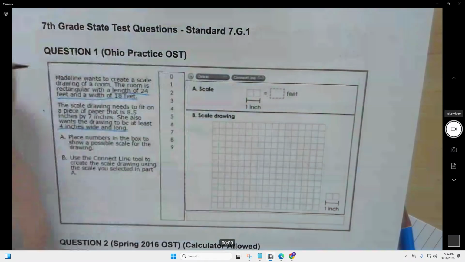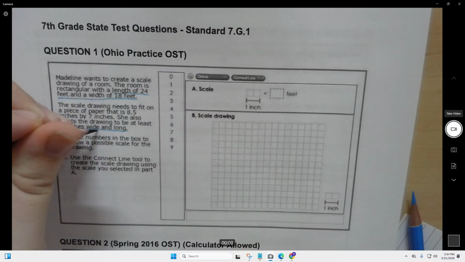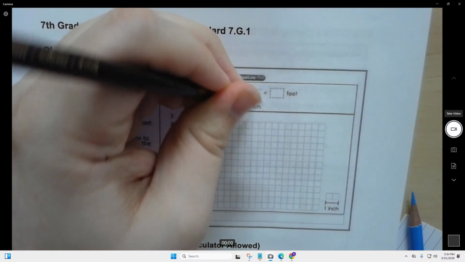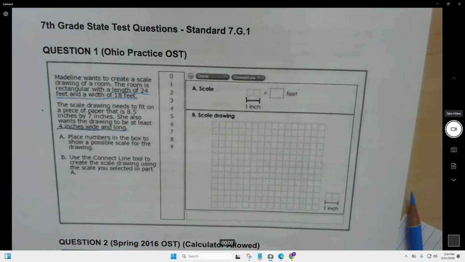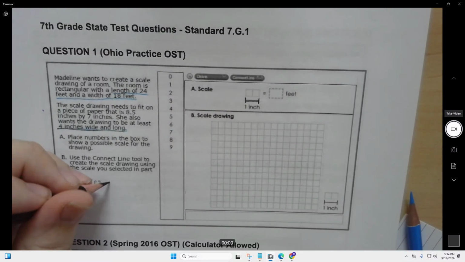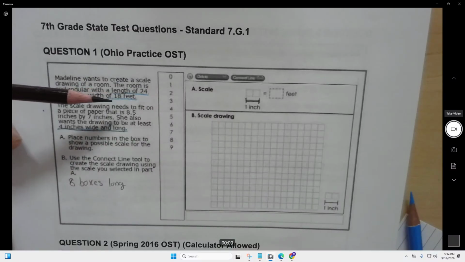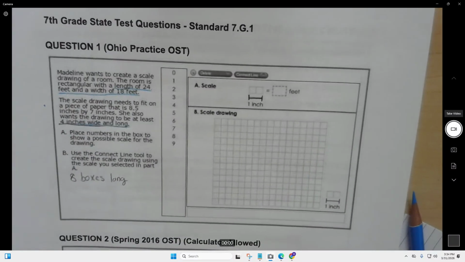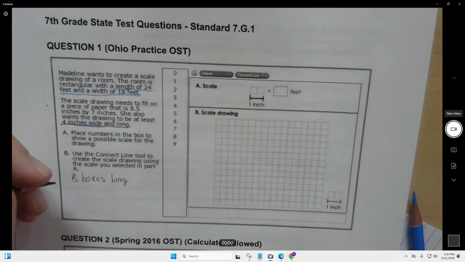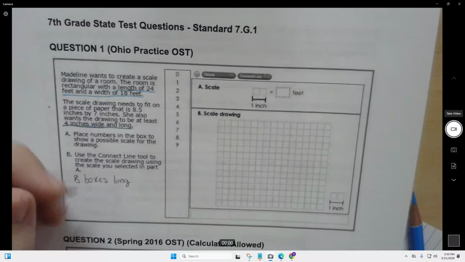Okay, so here's all the things we have to think about for this question. A, we have to think about the fact that it needs to be at least 4 inches wide and long. Each inch is represented by two of these boxes. So it needs to be at least 8 boxes long. It also needs to be a scale of 24 to 18 feet. So you have to think about numbers that go into both 18 and 24, because you don't want to be trying to figure out a scale where you're halfway through a box.